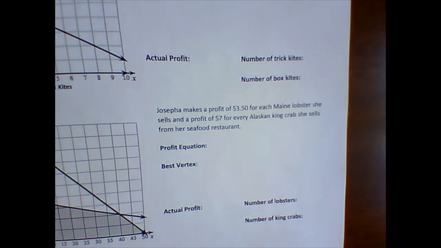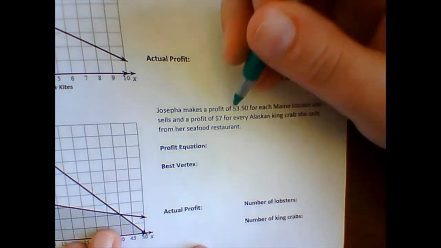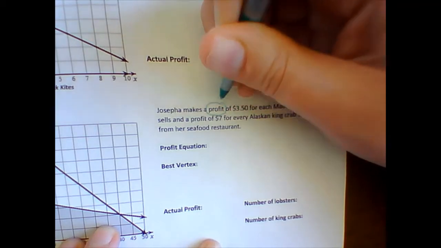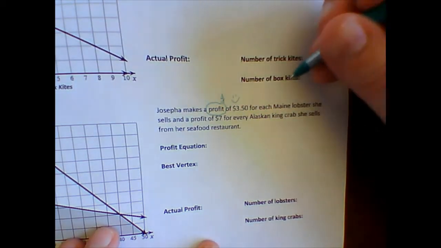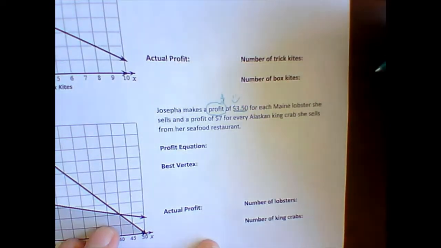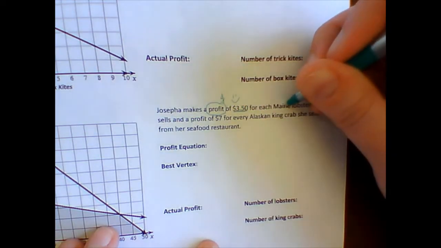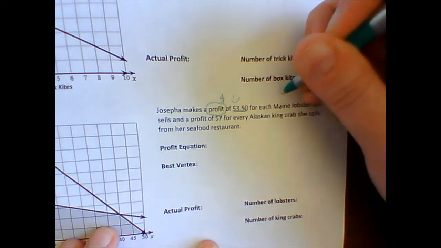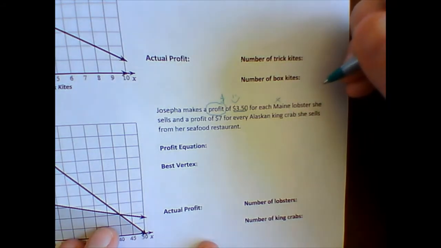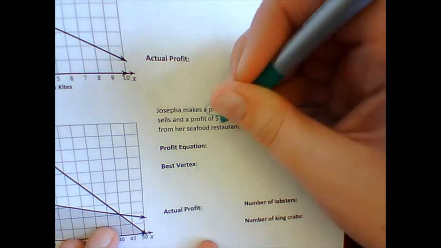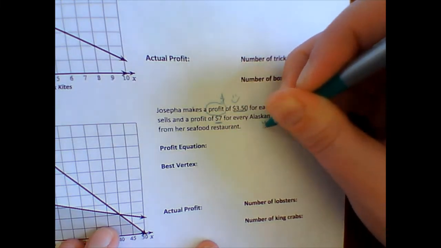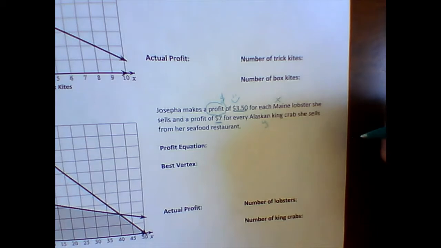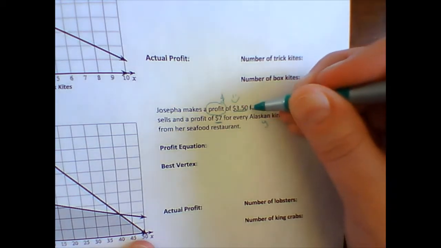So we're now looking at profit. So with the seafood restaurant that Josefa's got, Josefa wants it to be profitable. She wants to make money off of it. So we have $3.50 for the Maine lobsters. And if you remember, those were the X's back on number 4. And $7 for these Alaskan king crabs. Those are the Y's. So they make lots of money. But if you remember, they also used a lot of water.